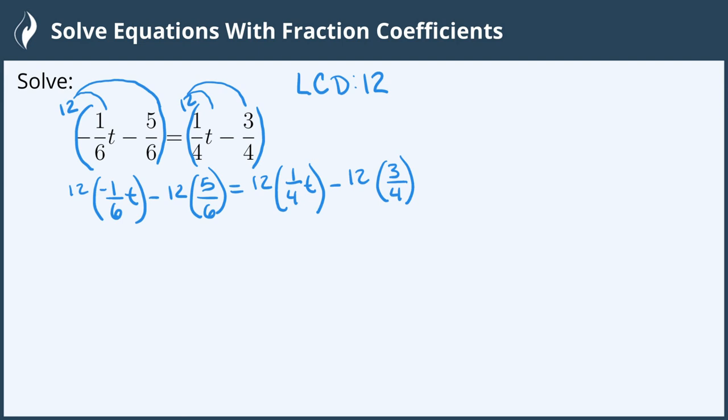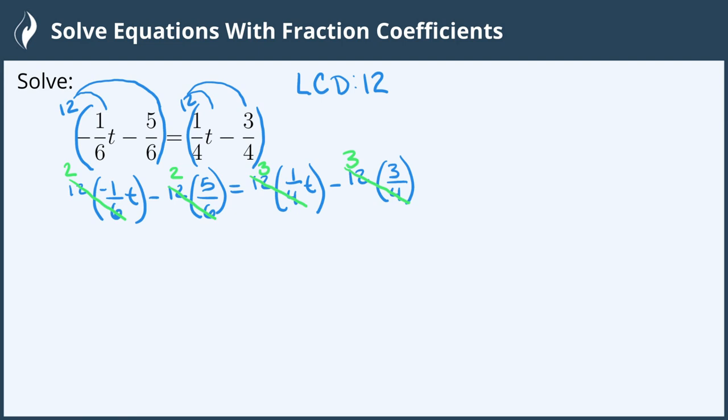Now we can simplify before we multiply by dividing. 12 divided by 6 is 2. 12 divided by 6 is 2. 12 divided by 4 is 3, and 12 divided by 4 is 3.